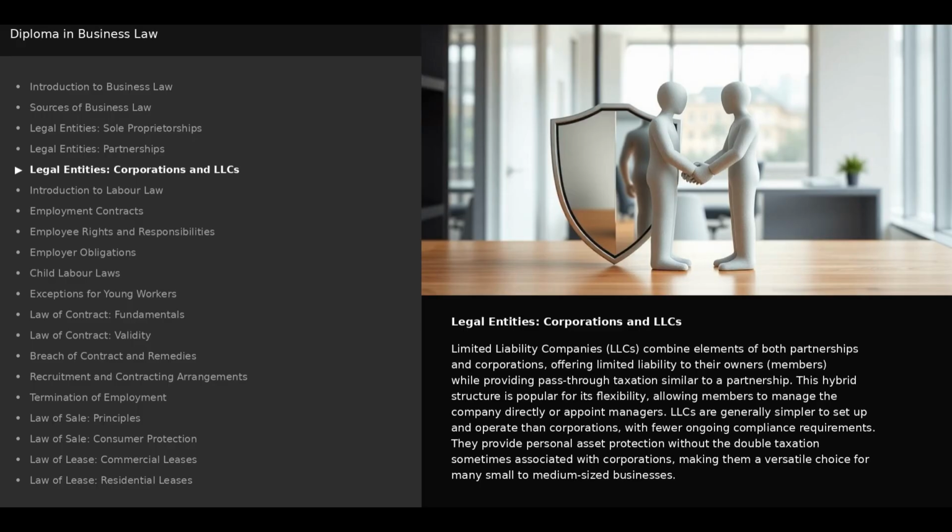Limited liability companies, LLCs, combine elements of both partnerships and corporations, offering limited liability to their owners, members, while providing pass-through taxation similar to a partnership. This hybrid structure is popular for its flexibility, allowing members to manage the company directly or appoint managers. LLCs are generally simpler to set up and operate than corporations, with fewer ongoing compliance requirements. They provide personal asset protection without the double taxation sometimes associated with corporations, making them a versatile choice for many small to medium-sized businesses.